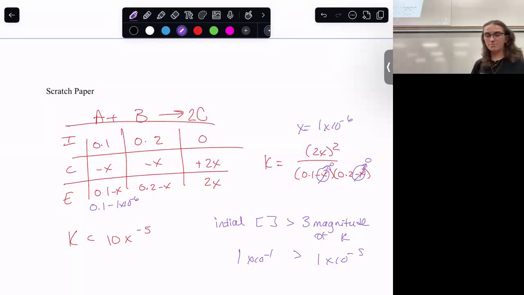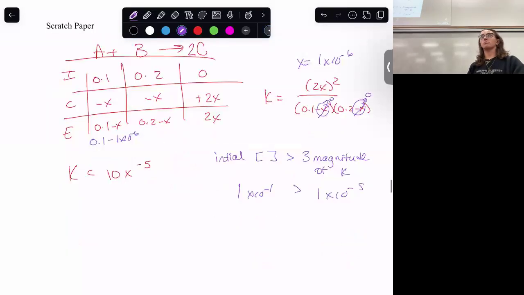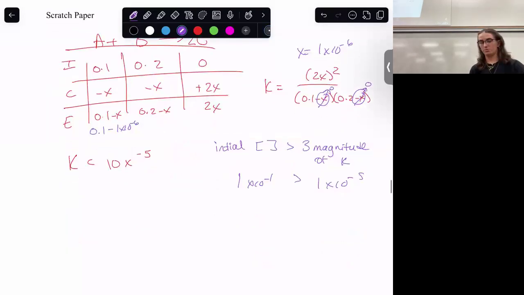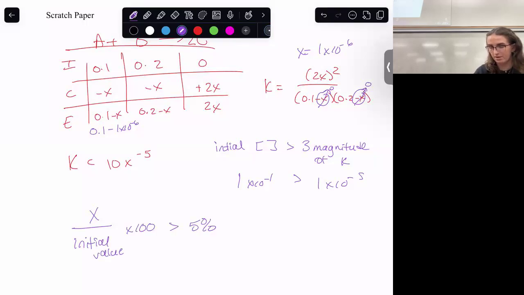One more thing before I say that. There's also a 5% rule. If you solve for x and take x divided by your initial value, times 100, and this is greater than 5%, then you can't use the assumption.